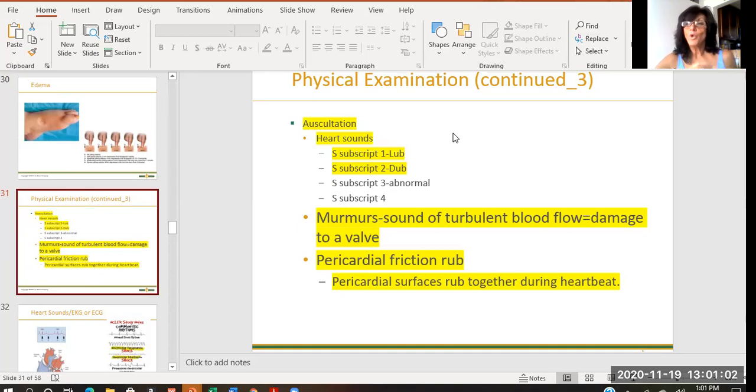And then a pericardial friction rub. If there is fluid accumulated in the pericardial sac, right, just like a pleural effusion with the lungs, here you've got fluid or something that's accumulated in there. And when the heart beats, it's rubbing and you will hear a friction rub from the heart, okay?